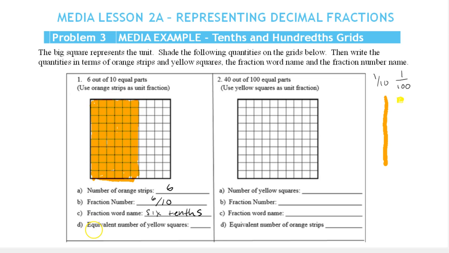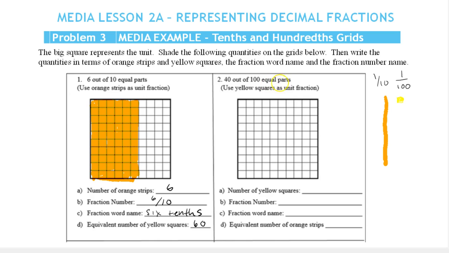And then it asks us the equivalent number of yellow squares. So remember, a yellow square would be one of these. Okay, so we didn't shade them yellow, but we can imagine thinking of it in terms of the unit fraction as being 1 out of 100. This would be 10, 20, 30, 40, 50, 60 little yellow squares would be the equivalent shaded amount. Let's look at the next one.